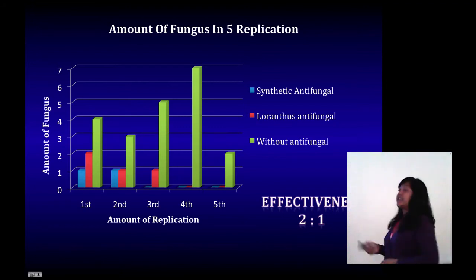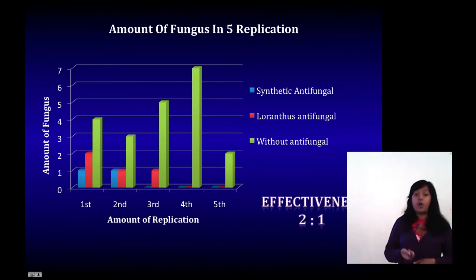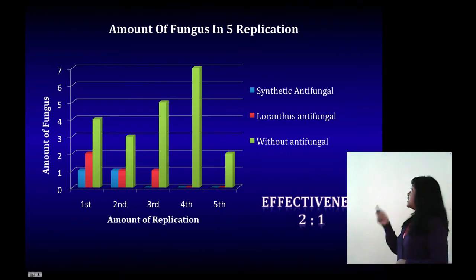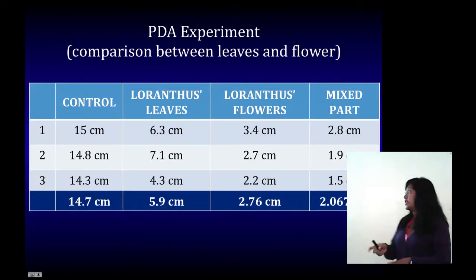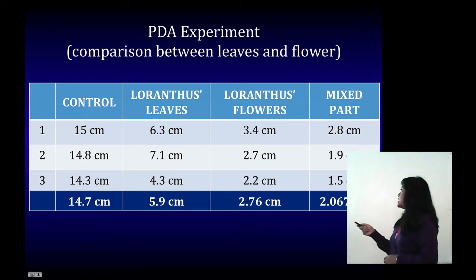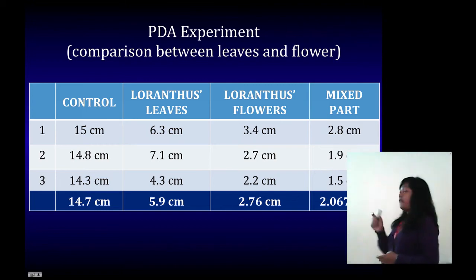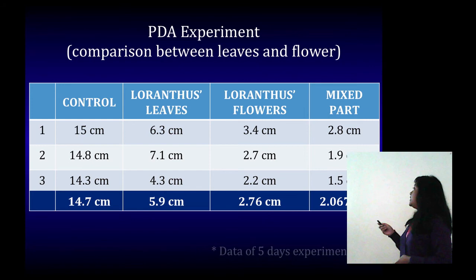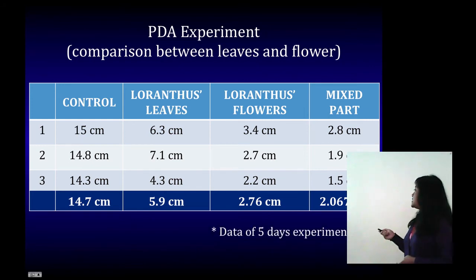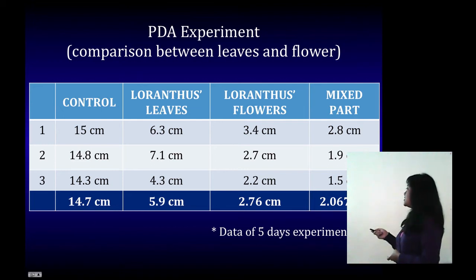So this is PDA experiment to prove what about the mycelium of the fungi. This is the comparison between the leaf and the flower of the loranthus. This is the control group that we didn't treat anything of the antifungal. This is with the loranthus leaves, loranthus flower, and mixed part. This is the diameter of the mycelium in the petri dish. We take the data 5-day experiment. By this data, the mixed part is the best result for all of the parts of this loranthus.